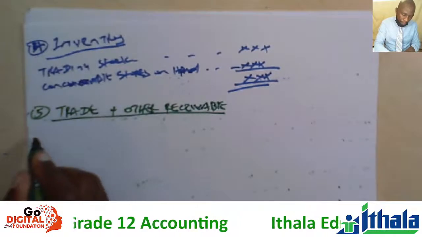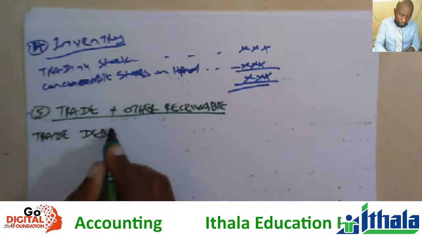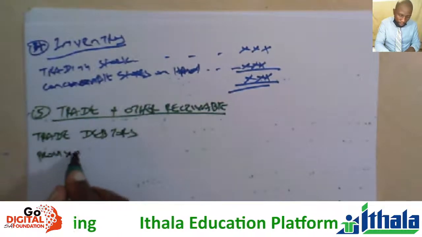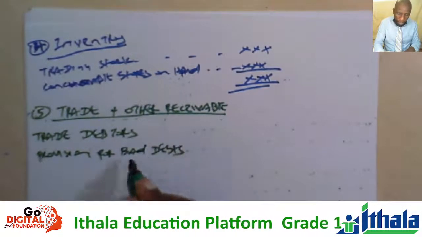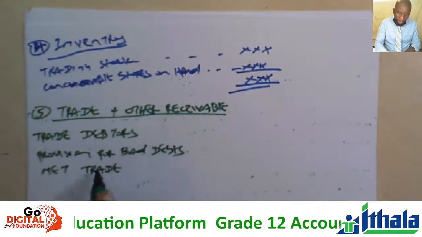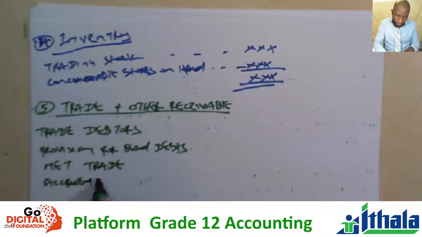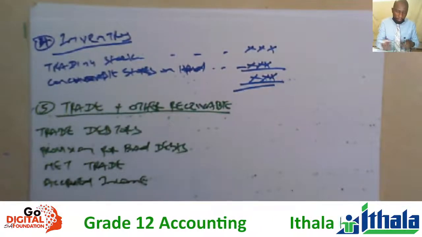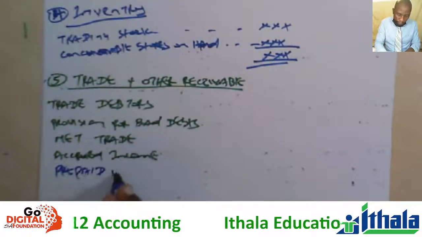Trade and other receivables. So trade debtors, right, trade debtors, and then provision for bad debts. Then you get the net trade. And then from here you attach accrued income, as well as prepaid expense, very important, right? I'll explain this.